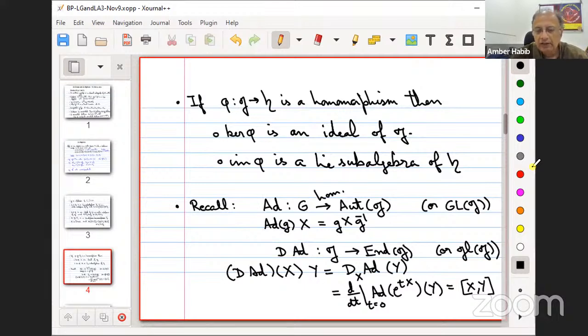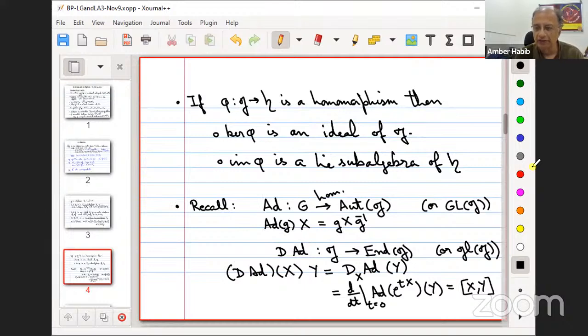And how do you differentiate? The derivative acting on a tangent vector is just the directional derivative in the direction given by that tangent vector. So here we are differentiating at identity, right? The derivative applied to x is going to be a member of ng. So it's going to be a linear map, so I have to say what it does to some y.